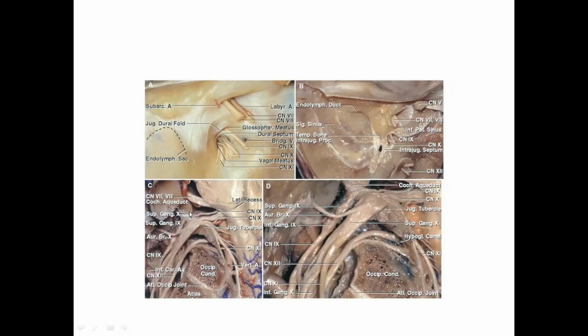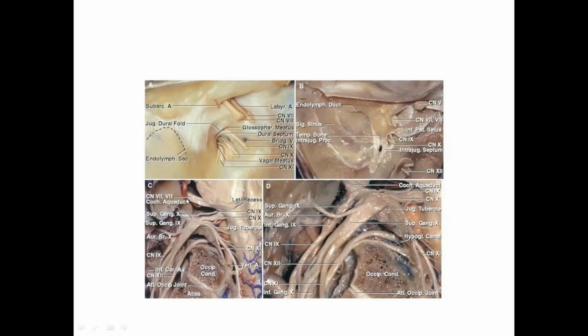And then in picture C, we can appreciate the lateral view. Here are cranial nerves 9 and 10, which are exiting laterally. These are the dilated portions of the superior ganglion of cranial nerve 10 and the superior ganglion of cranial nerve 9. These are the dilated portions of the two nerves.